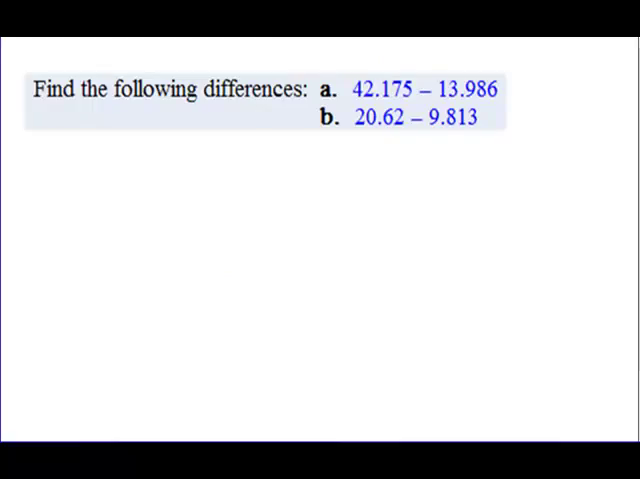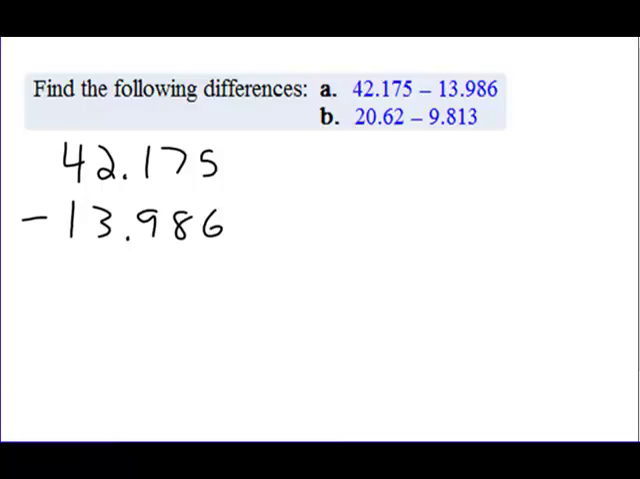Now, subtracting, same kind of deal. Just like with adding, we line up place values. Let's do A together. We have 42.175 minus 13.986. Please note the place values line up, the decimal points line up.